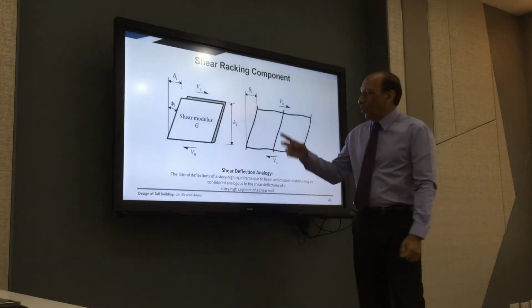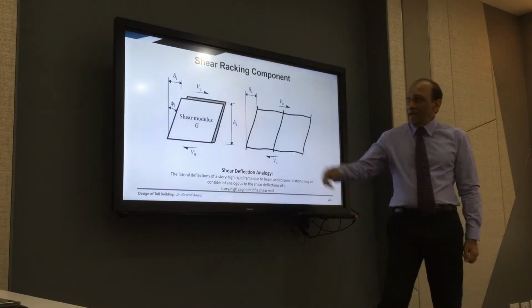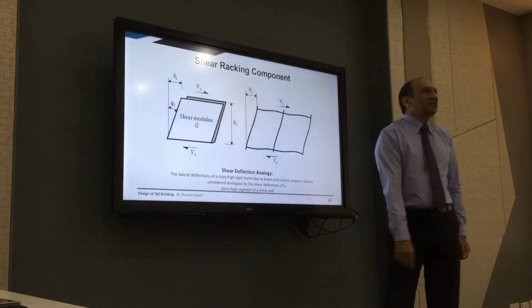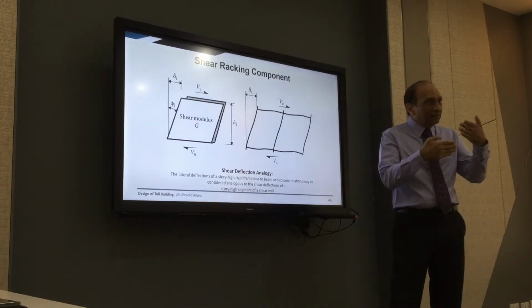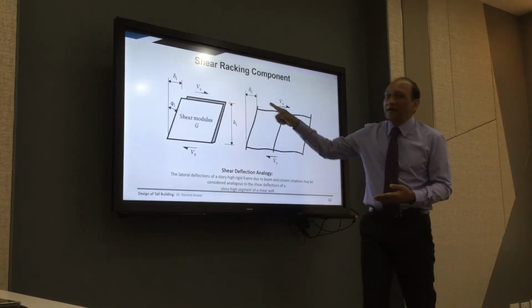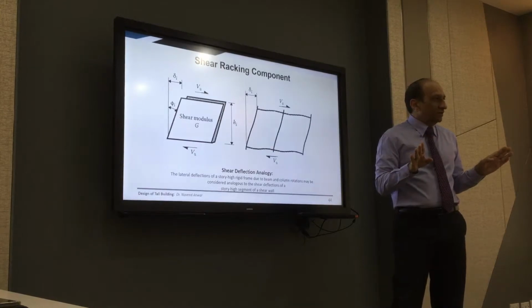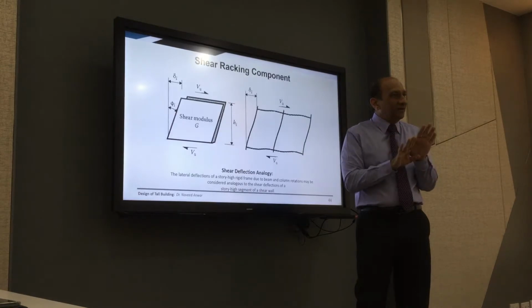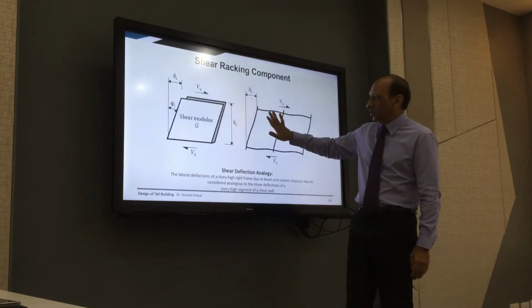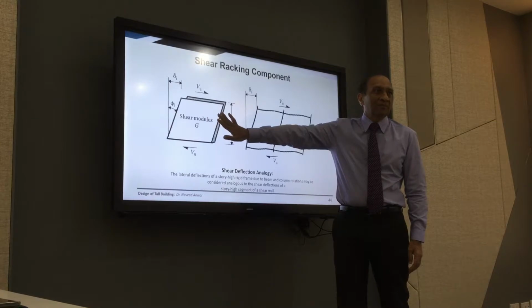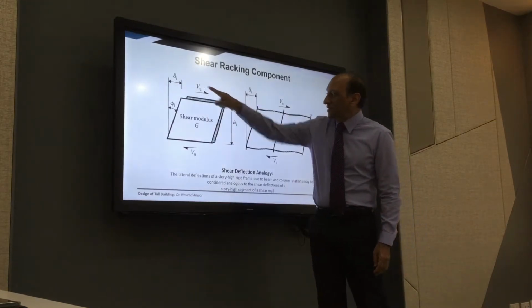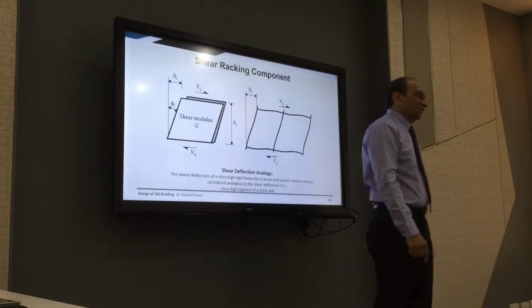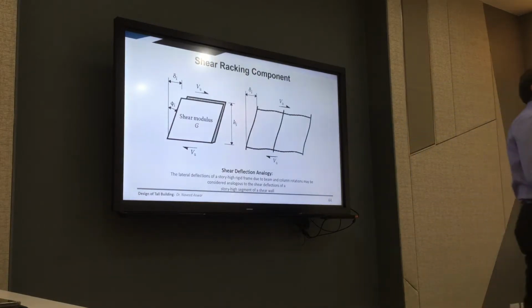So the frames deform in flexural mode, and shear walls deform in the shear mode, but both of them we call shear racking. Internally it's different, but the outside effect is the same, right? So when you put these things together, they behave differently. In some locations this is predominant, in some locations this is predominant. And this ratio of delta over H is called the drift. And that is the most important item that we look for in tall buildings, drift.